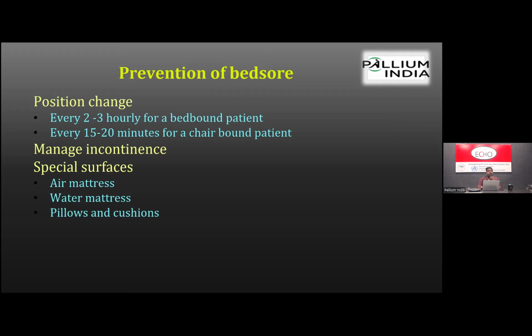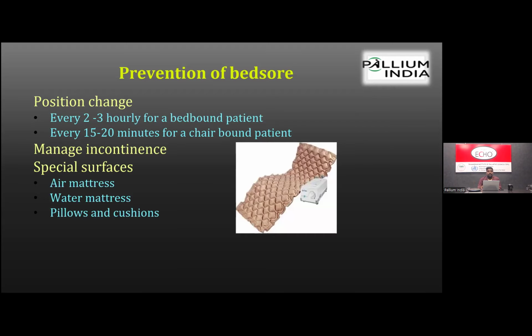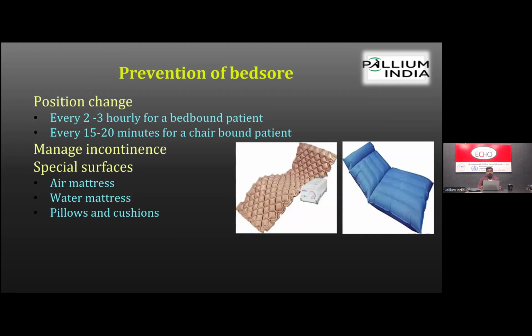Again, I am repeating: we need to manage incontinence, both bowel and bladder. Then we can suggest special surfaces or comfortable devices. One is the alpha bed, air mattress or air bed. Then water mattress, or pillows and cushions. We try to make them understand how to use pillows and cushions for supporting them.